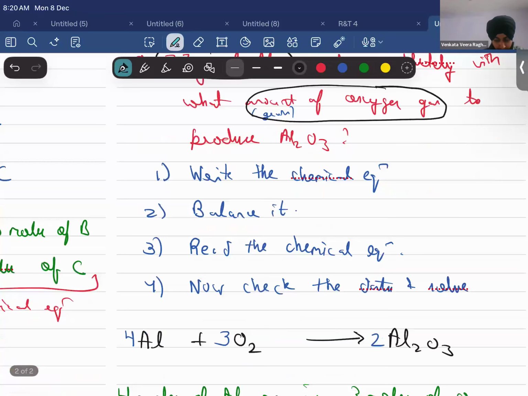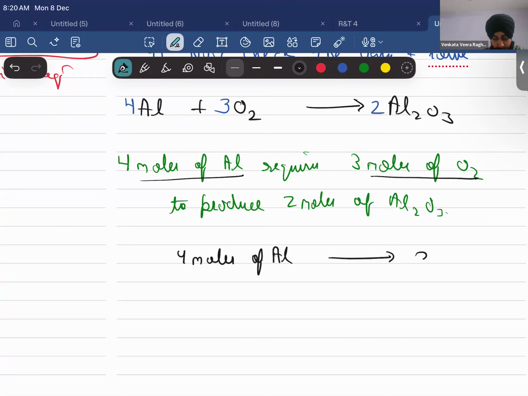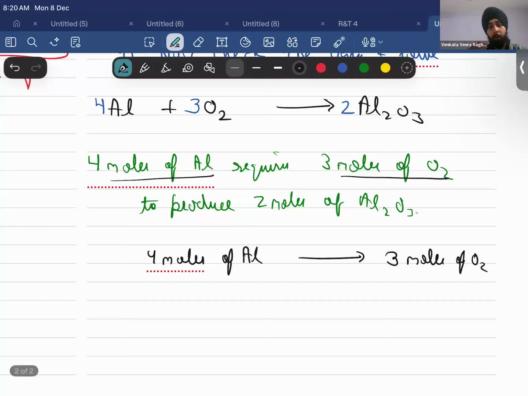That means, however you have read the equation here, how can you link the aluminium amount and the O2 amount? I can simply say 4 moles of aluminium requires 3 moles of O2. Now see how I am establishing a connection between moles of aluminium and moles of oxygen. Is it fine for you? Yes, sir. Then okay.